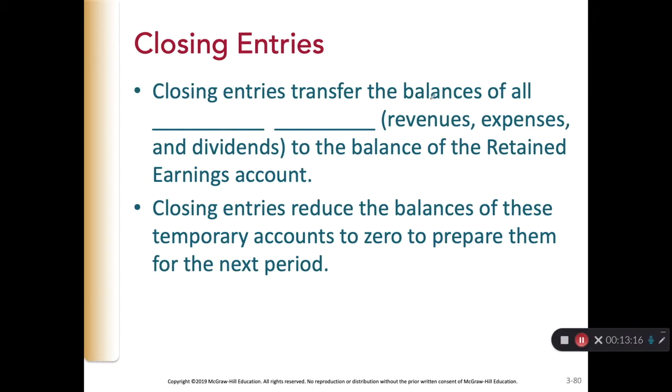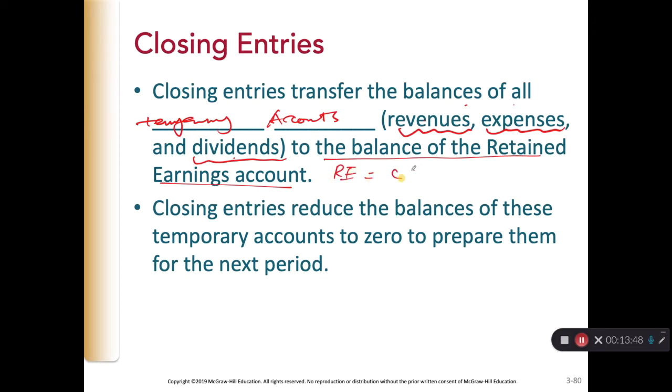Okay. Closing entries transfer the balance of all temporary accounts. The temporary accounts include, remember, revenue, which needs to be cleared to zero, expenses need to be cleared to zero, and dividends need to be cleared to zero. Okay. Look, these are income statement accounts, and this is a statement of equity account, right? So these three accounts need to be closed to zero, into the balance of the retained earnings account, because all three contribute to retained earnings, right? Net income minus dividends is retained earnings, right? So net income equals revenue minus expenses, and minus dividends. These three accounts' balances have to be transferred to the retained earnings account.